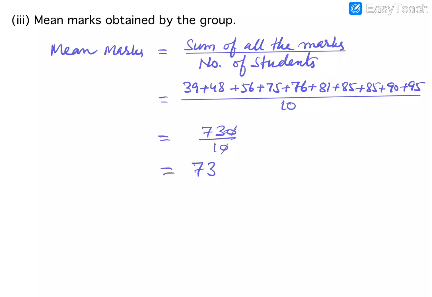These are the marks of 10 students, as these entries are 10 in numbers. So the sum of the marks is 730 divided by 10, and therefore 73 marks is the mean marks for this group of students.